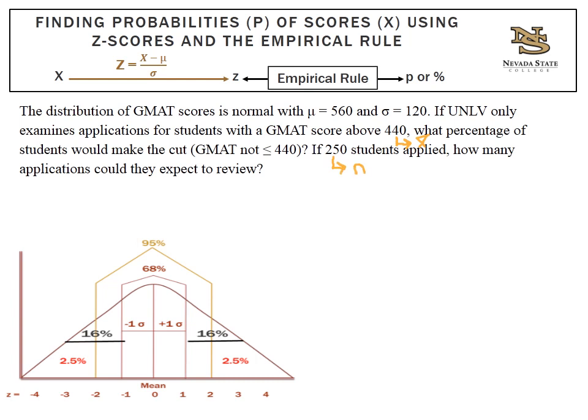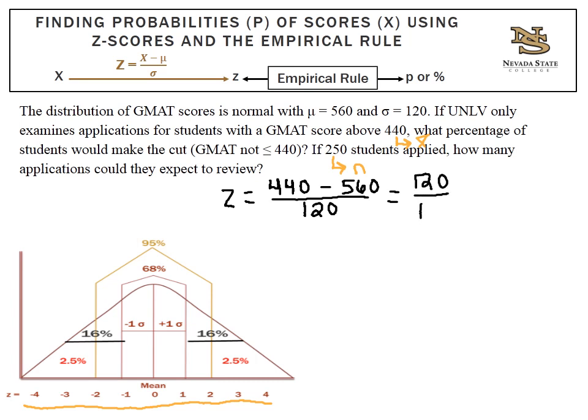Okay, so let's figure this out. We have to convert x into z first. There's no x values here. That's the whole point of standardizing your scores into z-scores so you can use these probabilities. So let's figure it out. To figure out our z-score, our x of interest is 440 minus our population mean of 560 divided by our standard deviation of 120. 440 minus 560 is negative 120, divided by 120 equals a z-score of negative 1.